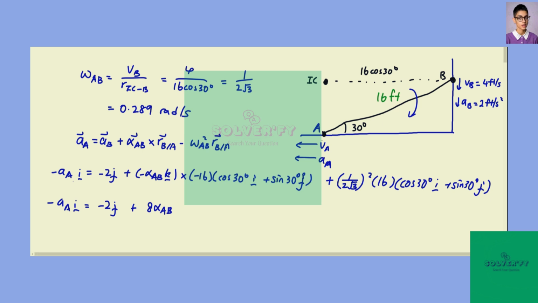The negative sign becomes a plus. The cosine 30 degrees is square root 3 over 2. Sine 30 degrees is half, so I take out the half. 16 times half becomes 8. So 8 alpha AB, and then K cross I gives J, and we have a minus I with K cross J. Then plus 1 over 12 times 16 times 1 over 2 root 3 I plus J.